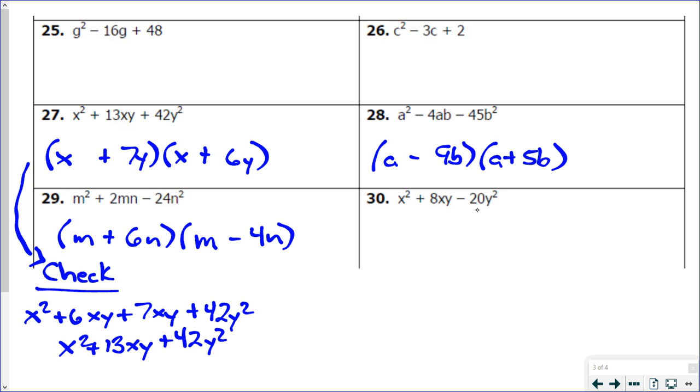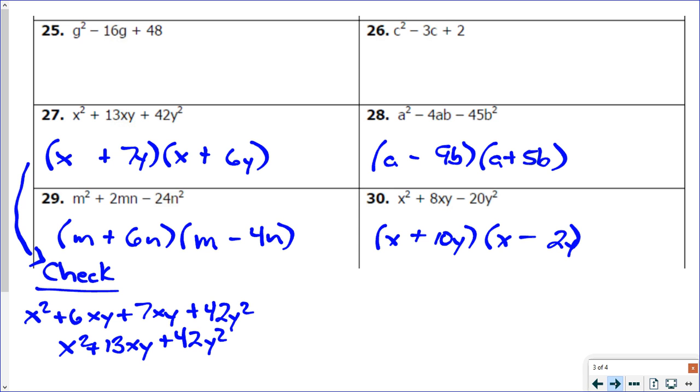All right, so let's look at one more of those. 20y squared. So 5 and 4. Can't get 8 out of that. 10 and 2. So 10 minus 2 is 8. 10 times 2 is 20. So we've got a 10y and a 2y. One of them is positive and one of them is negative because of this minus sign. The sum comes out positive, so that means the bigger number is positive and the smaller number is negative.